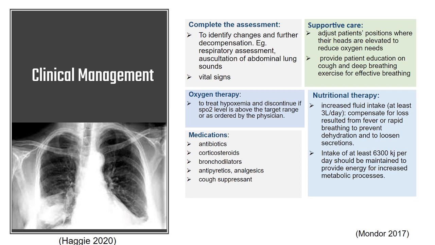Also, it is encouraged for patients to have an intake of at least 6,300 kilojoules per day to have the energy for increased metabolic processes. Patients with pneumonia show symptoms of shortness of breath and chest pain, which cause difficulty in eating. Due to increased metabolic needs and difficulty in eating, weight loss often occurs. For these reasons, small and frequent meals that are high in kilojoules and nutritious are easier and beneficial for patients with pneumonia. Nutritional therapy helps to prevent development of infection caused by malnutrition.